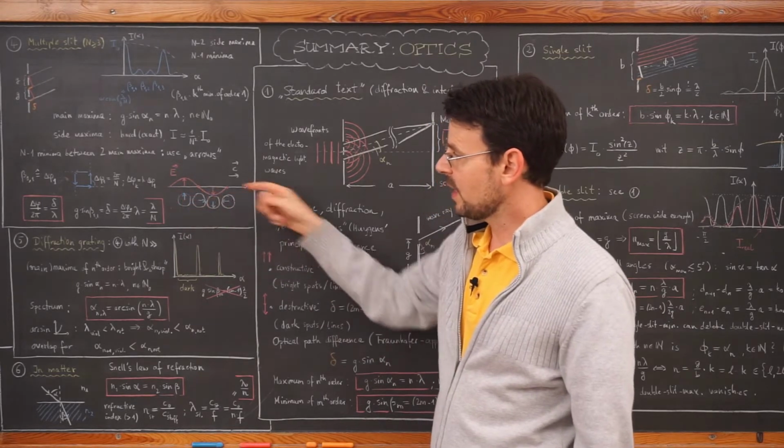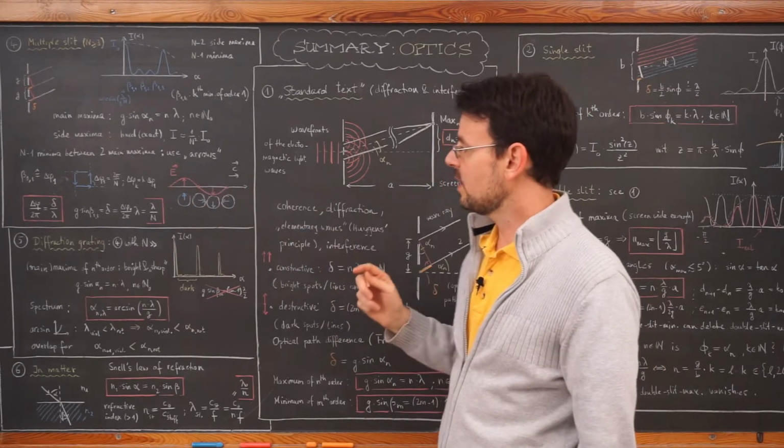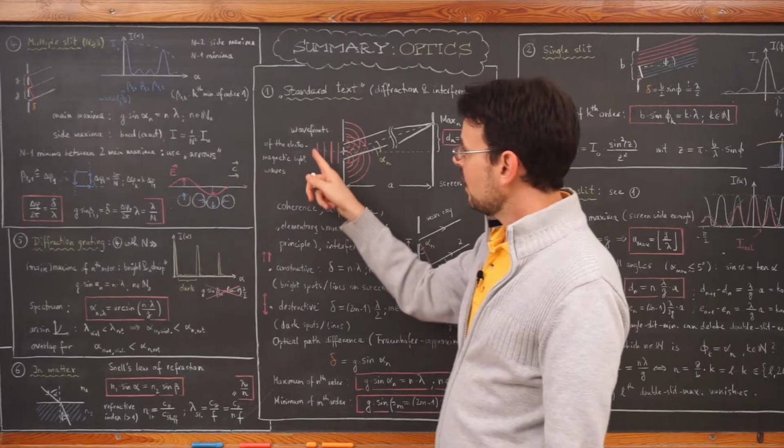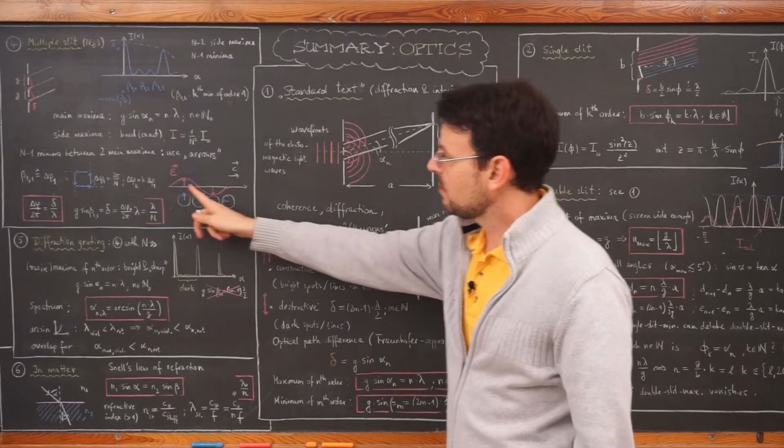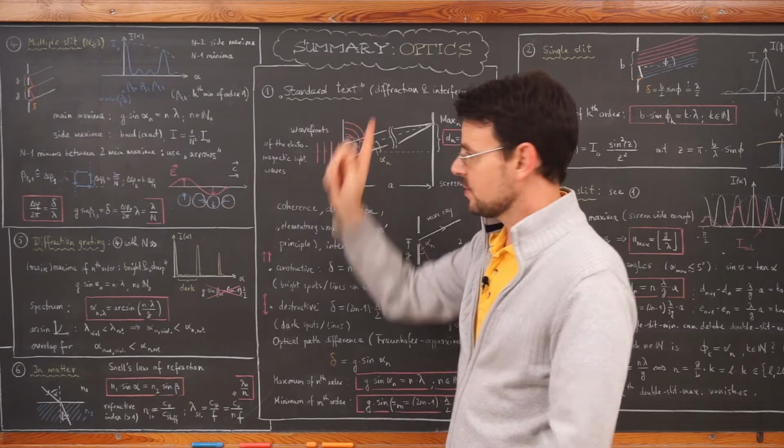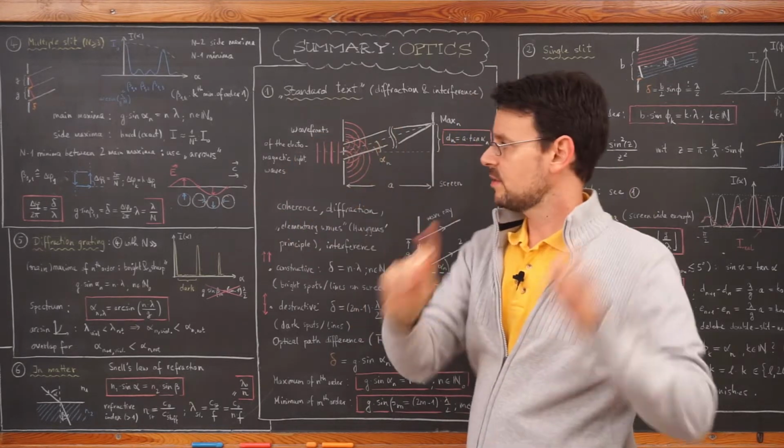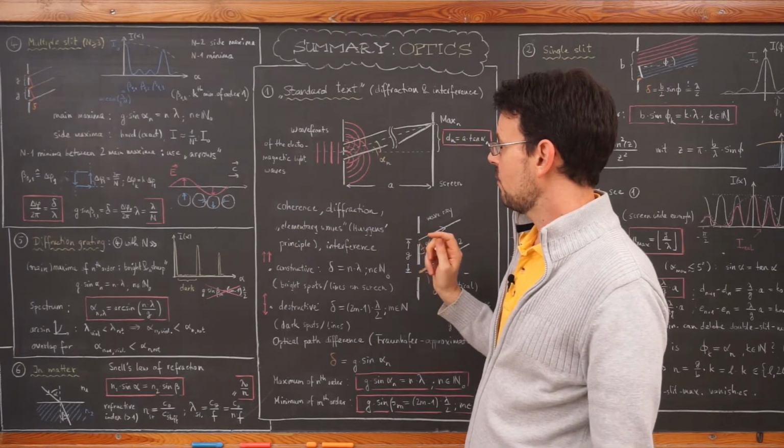Omitted here is the magnetic field vector, which stands perpendicular. And here you see the wave fronts, meaning, for example, that all the electric vectors look like this. These here are the wave fronts.